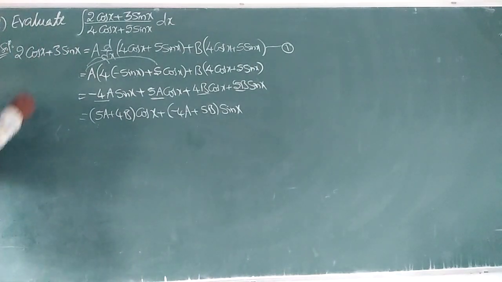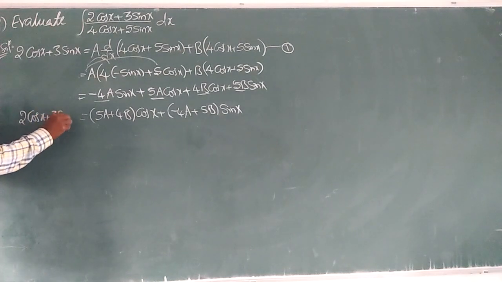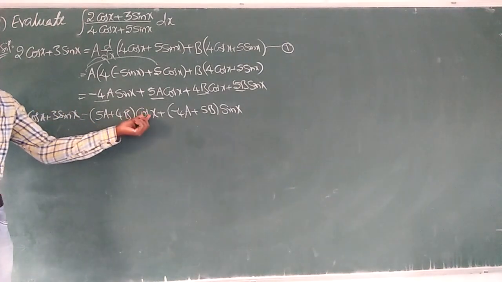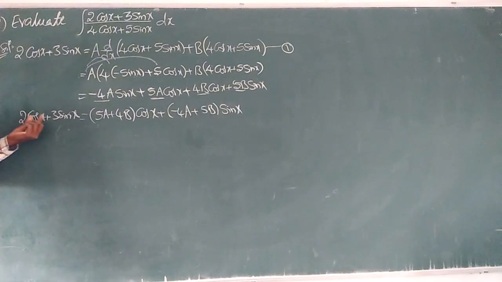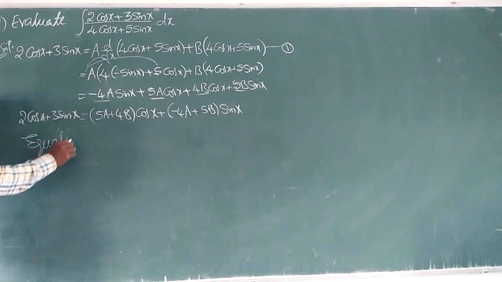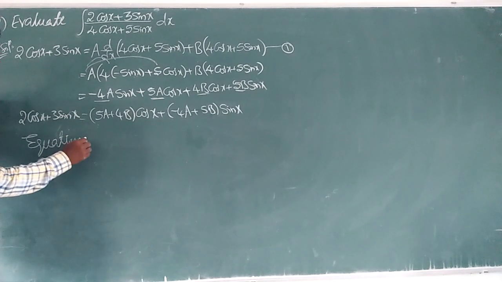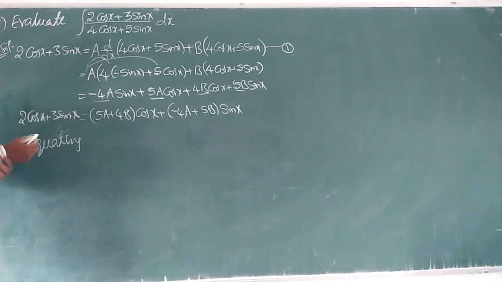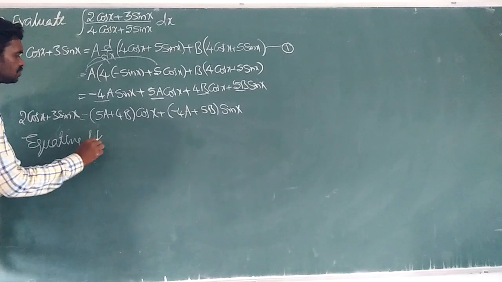Okay. So what is this here? 2 cos x plus 3 sin x. Now the cos x coefficient is this one. Here the cos x coefficient is 2. Okay. So equating, what is equating? Like terms. Okay.